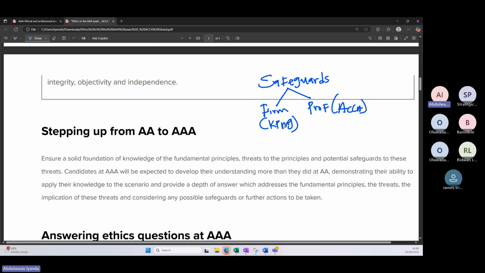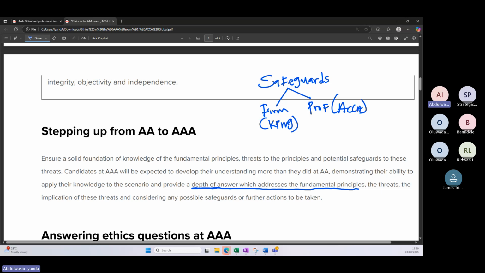So let's say ensuring a solid foundation of knowledge of the fundamental principle, the threat, and the safeguard to those threats. Candidates at AAA will be expected to develop their understanding more than what you have at the lower level, demonstrating their ability to apply their knowledge to the scenario and provide a depth of answer which addresses the fundamental principle, not just touching it from the shadow. You go deep. A depth of answer which addresses the principle, the threat, and the implication of those threats, and considering any possible safeguard or action to be taken.